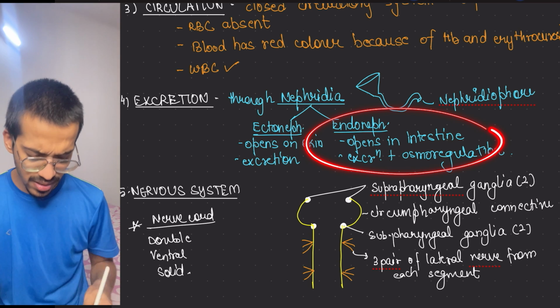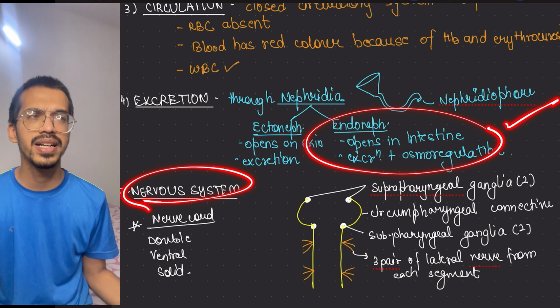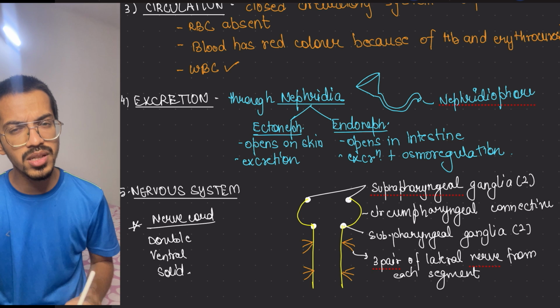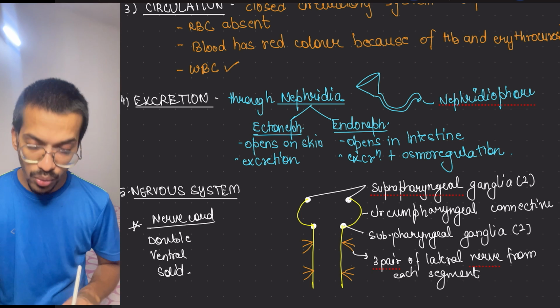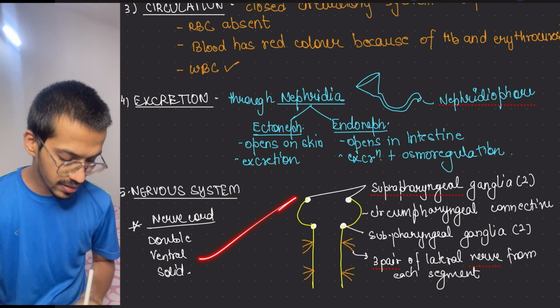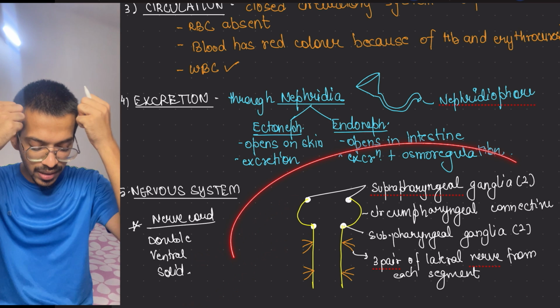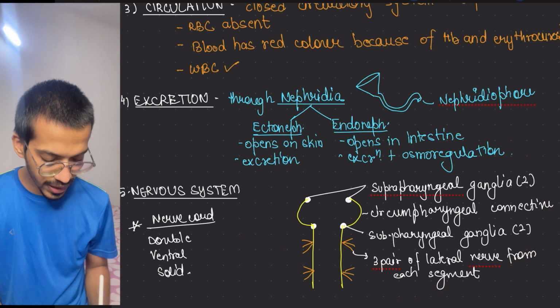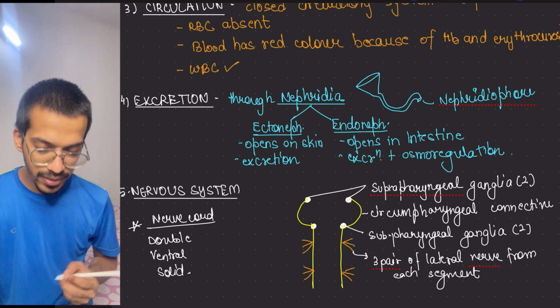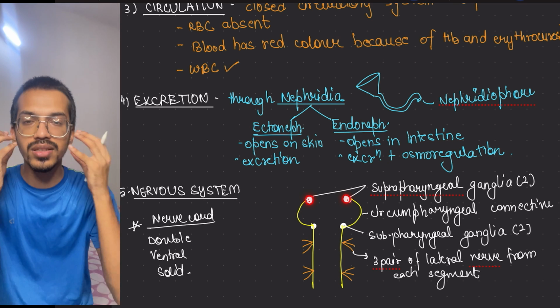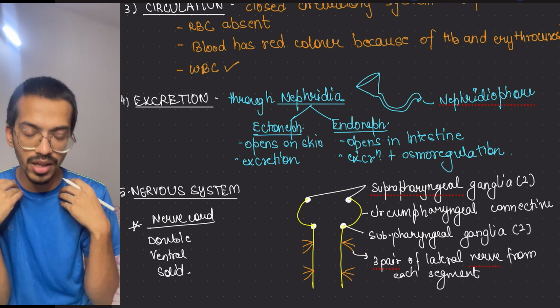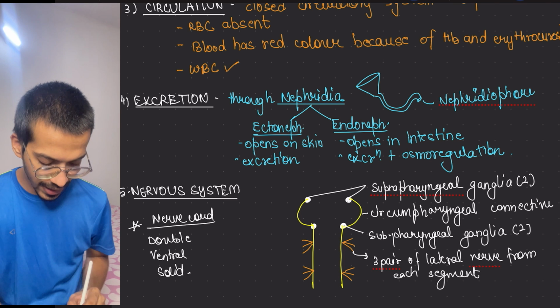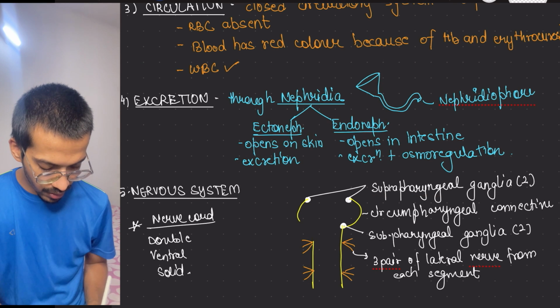Then the nervous system, of course their nervous system is present. It is a non-chordate nervous system, which is double, ventral and solid. This is how it looks like. Above the pharynx area of the organism, there are two ganglia present. Then lower the pharynx area, imagine that this is here present, then this is here present. Lower the pharynx area, there will be ganglia present.